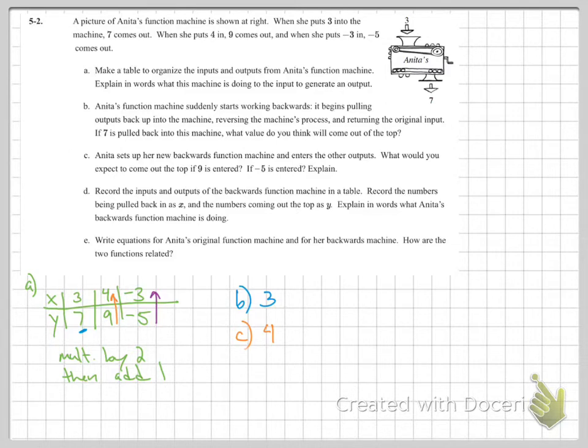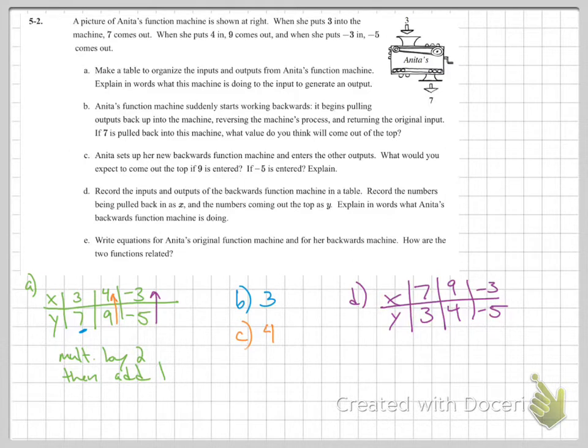Record the inputs and outputs of the backward function machine in a table. Record the numbers being pulled back in as x and the numbers coming out as y. Okay, so a new x y. Now when you put 7 in, a 3 comes out. When you put 9 in, a 4 comes out. When you put -3 in, a -5 comes out.